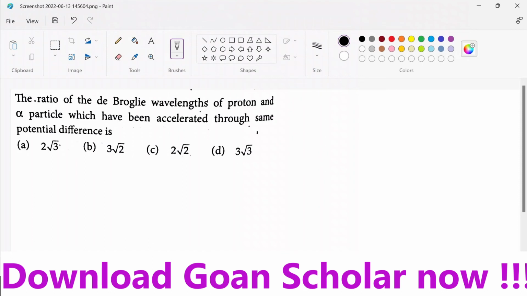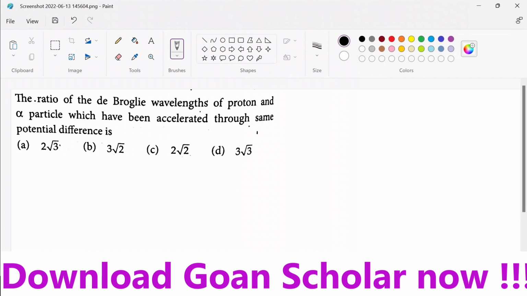So the question says the ratio of de Broglie wavelength of a proton and alpha particle. Sometimes they give you proton and deuteron, sometimes deuteron and alpha particle. You should know those properties which I have given you in the chapter moving charges and magnetism we did. What is the mass and charge of a proton, deuteron and alpha particle? That will help you to solve such problems.